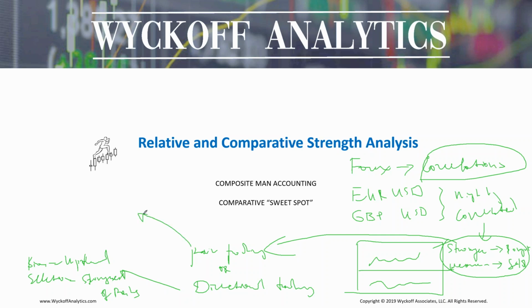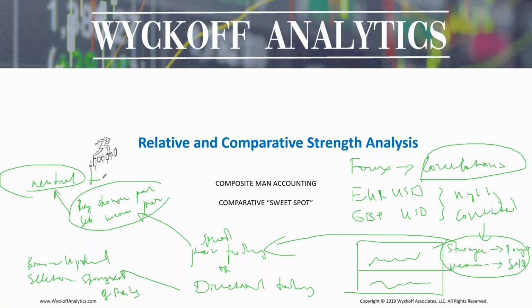And you would just disregard the second pair. In the pair trading or spread trading, you could do this. You could literally buy the stronger pair, and then you sell the weaker pair. And the beauty about this is it makes you somewhat neutral to the directional bias.